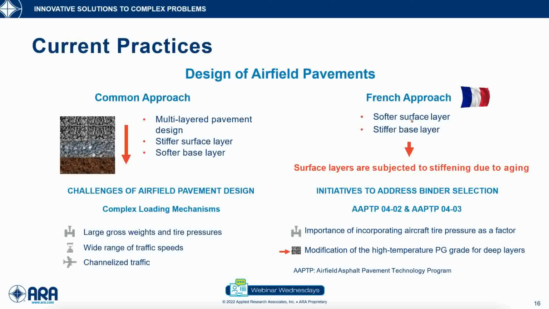Now, the Airfield Asphalt Pavement Technology Program did release 2 projects. The objective of one was to incorporate aircraft tire pressure as a factor in whether we should make the pavement surface layer stiffer or not. Another project looked at whether we should modify the high temperature PG grade, or bump the binder grade, for deeper layers or not.